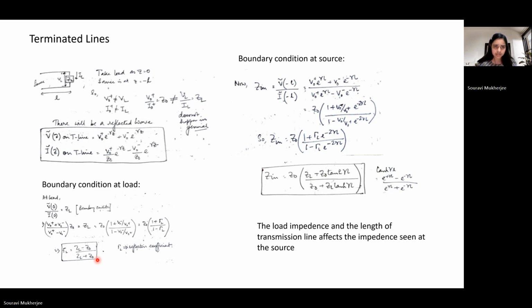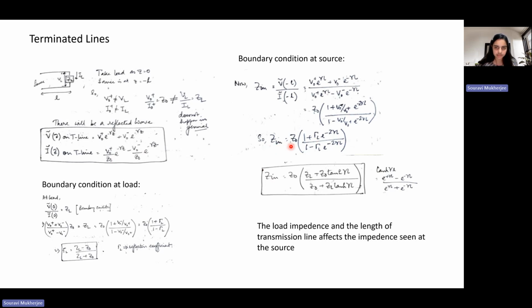Similarly, you can solve for the boundary condition at the source. If you take your load as the z equal to 0 point, and your transmission line is of length L, then your source is at minus L. Then taking the common form of the potential, V naught plus e to the power gamma L plus V naught minus e to the power minus gamma L, that's the general expression of potential on a transmission line. Similarly, there's a current, obtained by dividing the potential by the characteristic impedance.